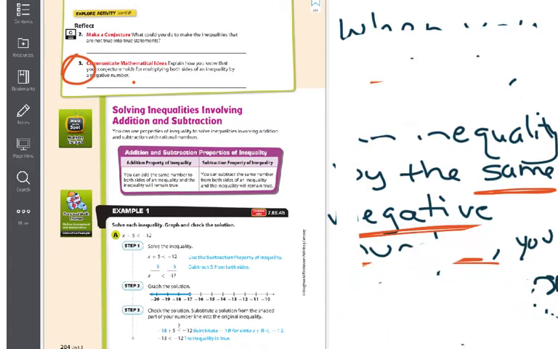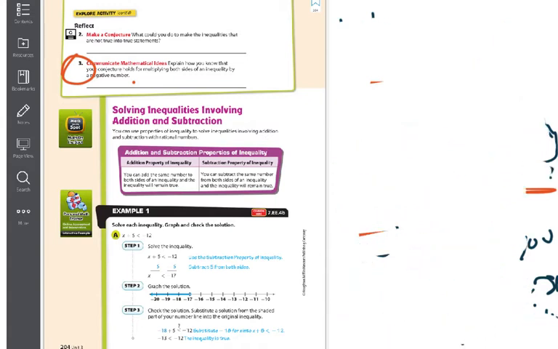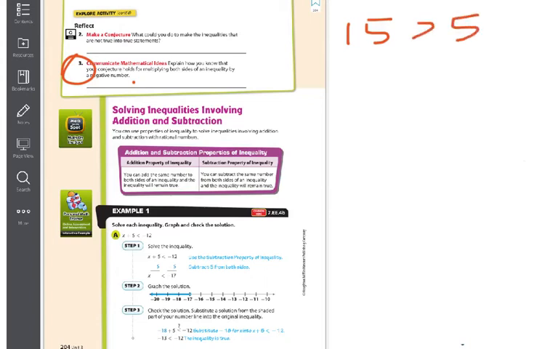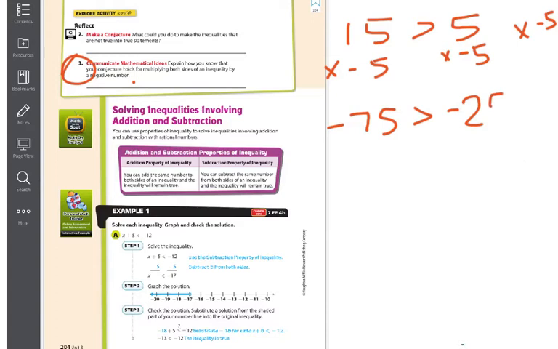So let's prove that. Let's say that we had to multiply both sides of an inequality. Let's use that last one that we just did. It was 15 is greater than 5, which is true. Let's say that we're going to multiply by a negative 5, okay? And so we end up with 15 times a negative 5, which is negative 75, is greater than 5 times a negative 5, which is negative 25.